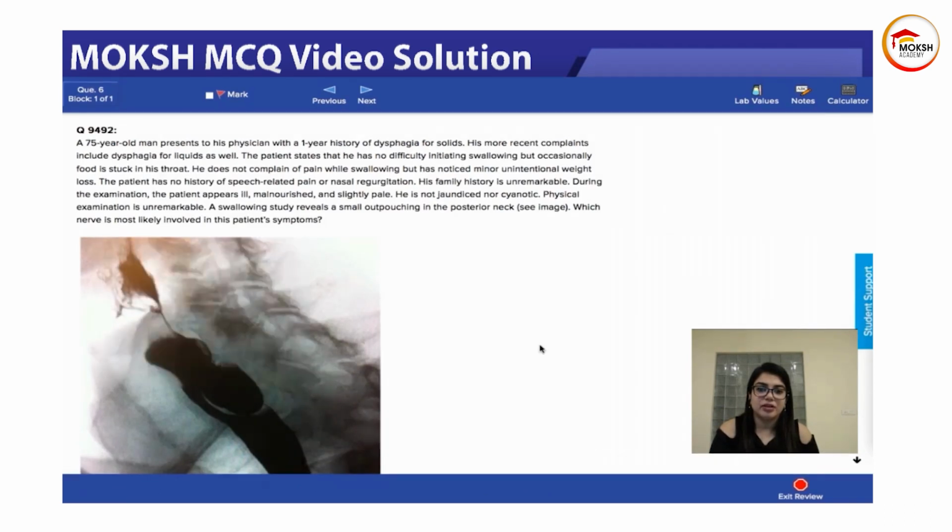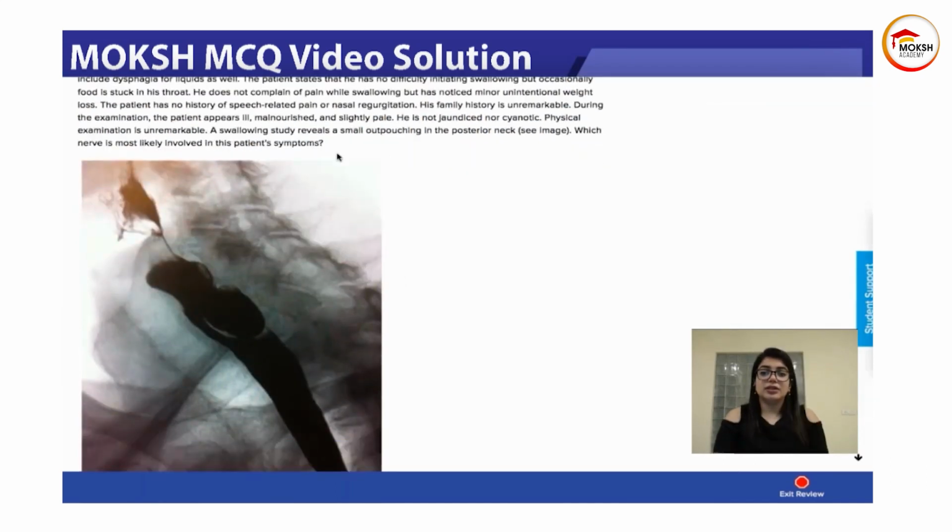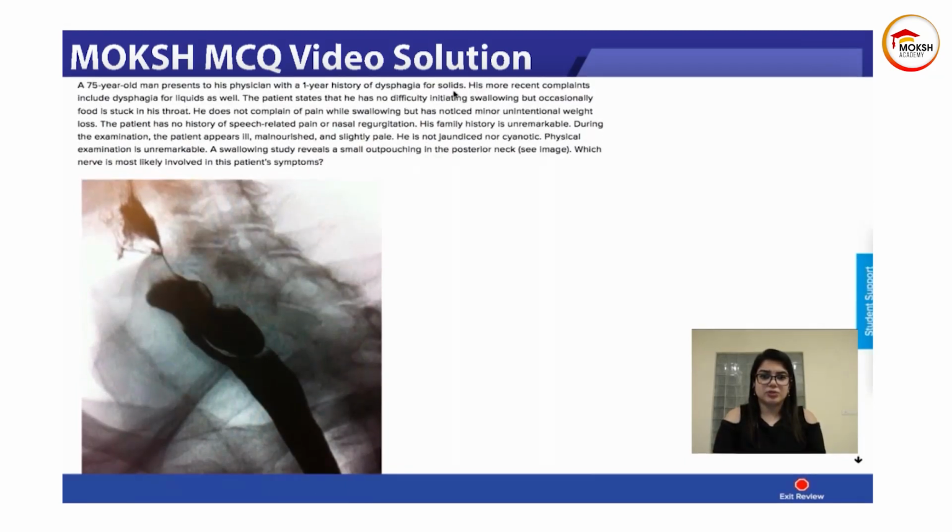So here, what is the triad of Zenker's diverticulum? You have three most common symptoms that are associated with Zenker's diverticulum. So dysphagia, regurgitation, and halitosis. Whenever you get this triad, think of Zenker's as a possible cause, especially in older age group people. So this patient had dysphagia, and his more recent complaint was weight loss. And what is the nerve involved?